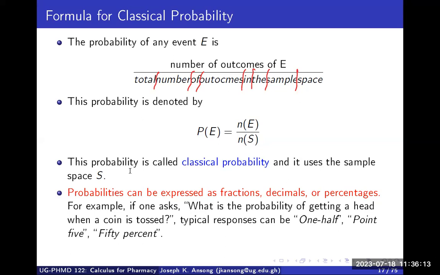Secondly, you can express probabilities as fractions. You can also express them as decimals or percentages. For example, if you ask what is the probability of getting a head when a coin is tossed, you can say it's 1/2, 0.5, 50%, and so on. These are all ways of expressing the probability.